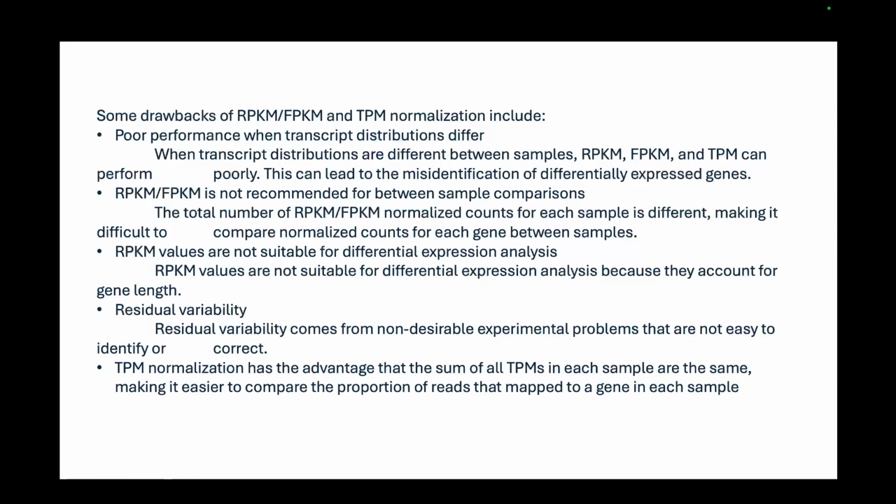I'd want to say that TPM normalization has the advantage that the sum of all TPMs in each sample are the same. So if you do just transcripts per million, if you add all the transcripts for all the genes in one sample, it will add up to 1 million. So the total number of transcripts in all the samples are the same. That makes it easier to compare the proportion of reads that map to a gene in each sample.